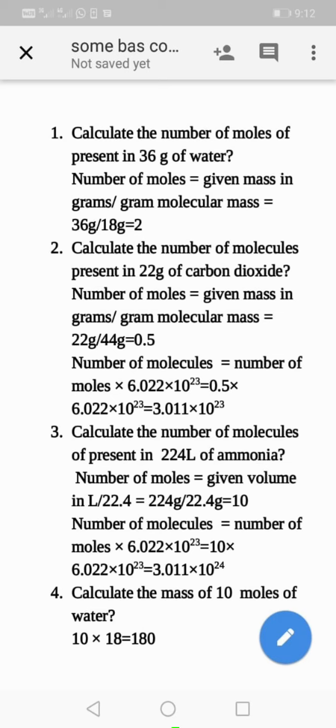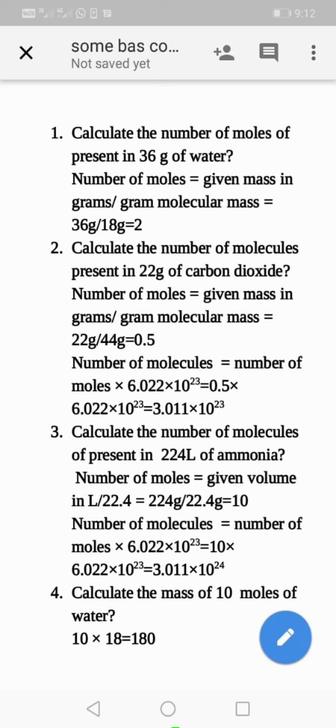Okay, then one more point is that sometimes they will ask a question like this: calculate the volume of 22 grams of carbon dioxide. So in this question, mass is given but volume is not given. So you have to use the first two equations together. The first equation is number of moles is equal to given mass in grams divided by gram molecular mass. The second equation is given volume in liters divided by 22.4 liters.